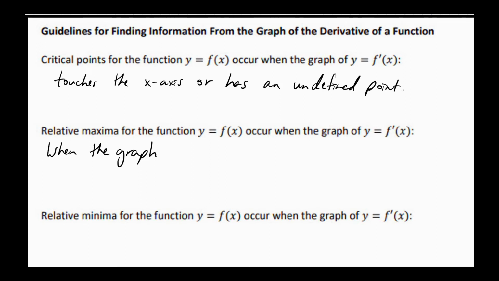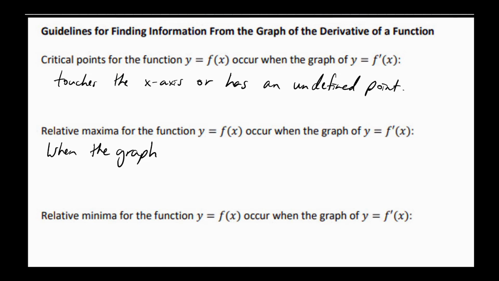When the graph did what? Not a slope of zero. That's going to be point of inflection. Point of inflection. It's definitely going to go on here, but it's not for that one. There you go. When they change from one to the other.